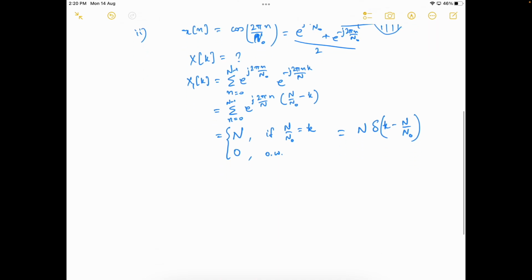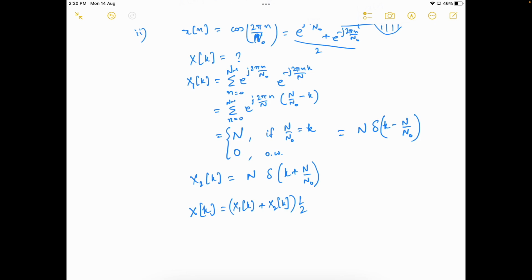Likewise, you can find x2 of k. If you repeat the whole thing, just see that one sign becomes negative. So k will become minus N upon n naught, then only it will be true. So N times delta k plus that, and our total xk will be equal to x1k plus x2k, by linearity. Okay, can you plot this?